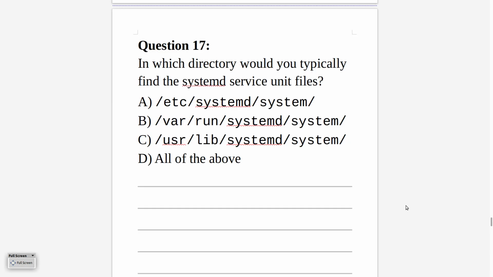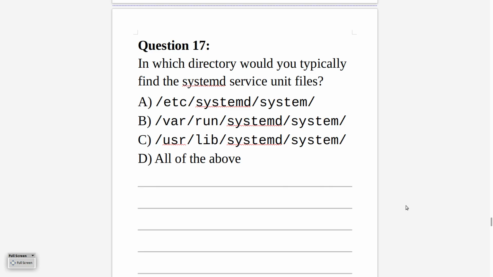Question 17. In which directory would you typically find systemd service unit files? Is it etc systemd system? Is it var run systemd system? Is it usr lib systemd system? Or all of the above? Ooh. All of the above. I hate that trick answer.